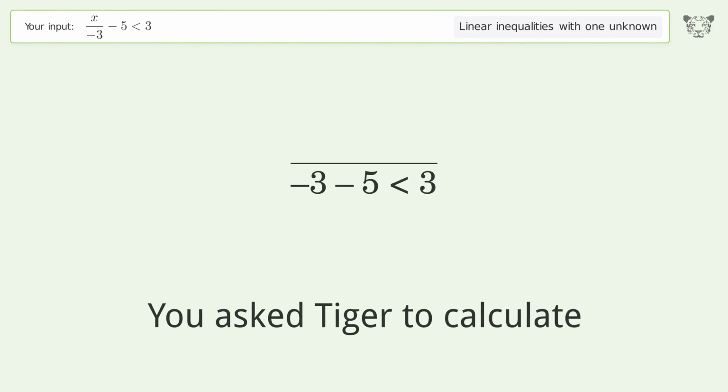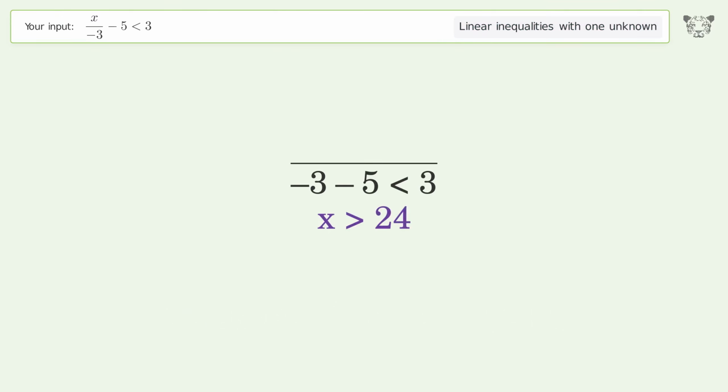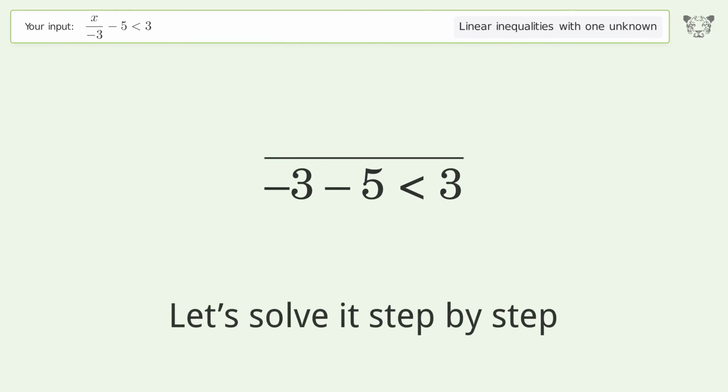You asked Tiger to calculate. This deals with linear inequalities with one unknown. The final result is x greater than -24. Let's solve it step by step.